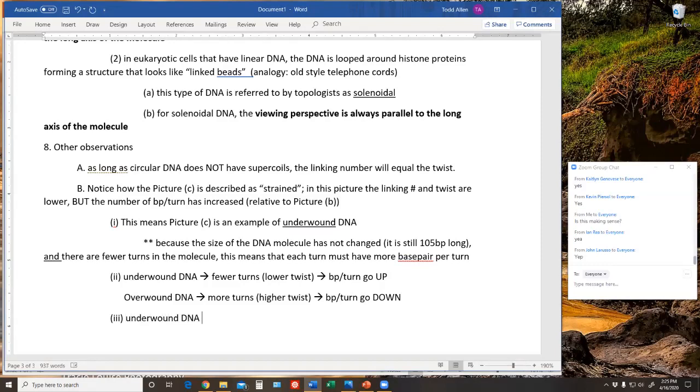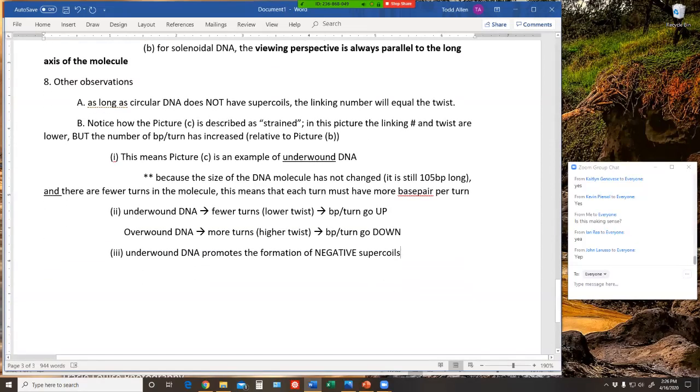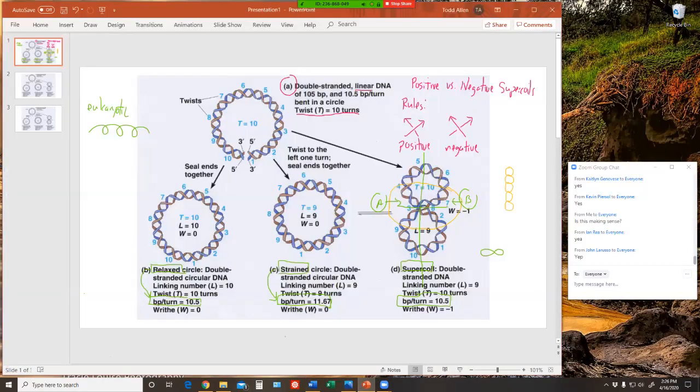Underwound DNA promotes the formation of negative supercoils. Think about that. Read that. Let's think about that here at the picture. We know picture D is a negative supercoil. We proved that to ourselves about 5-10 minutes ago. This is a negative supercoil.